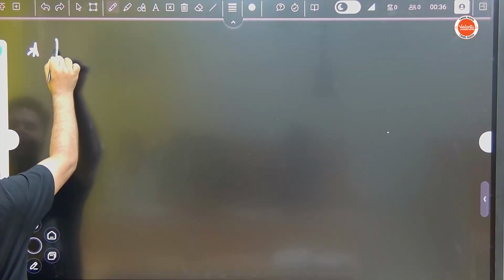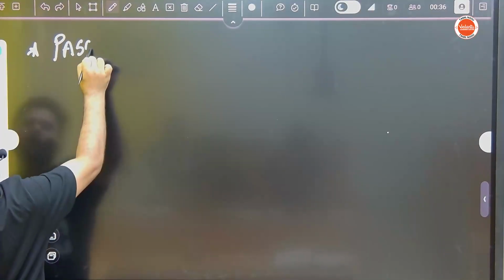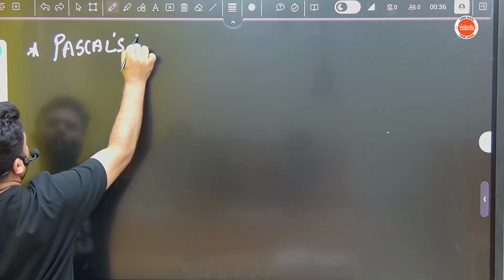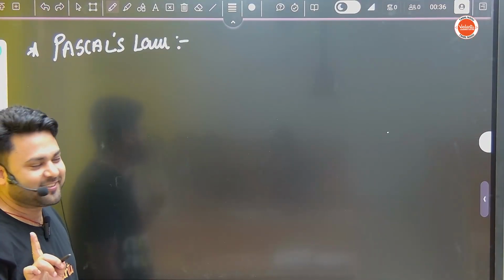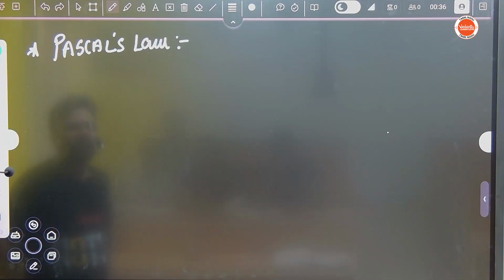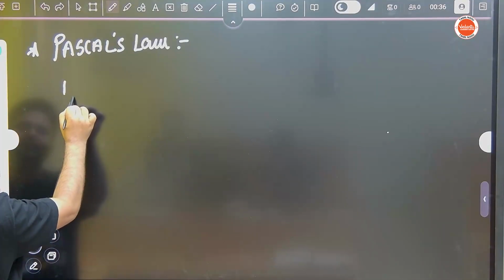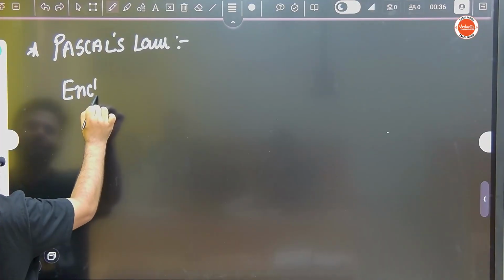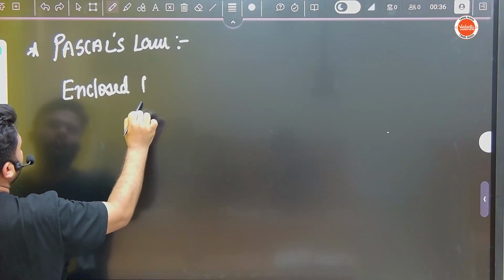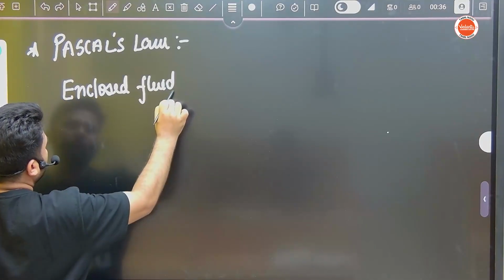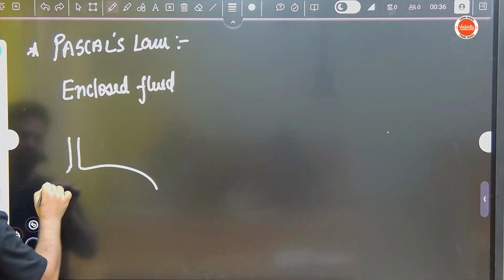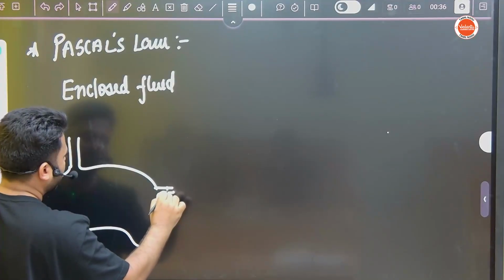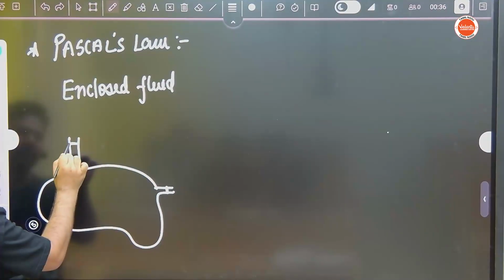Then we had Pascal's law. Not Rascal's law, Pascal's law. Okay, Pascal's law says that if we have an enclosed fluid, suppose there is a container like this, a surahi. I don't know how many of you know. And this is enclosed. Here a cover is there.